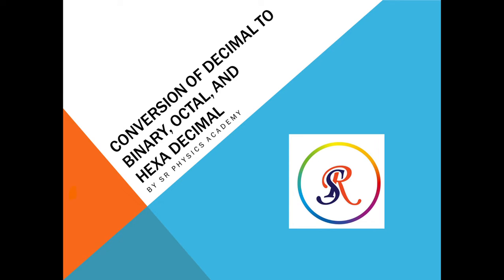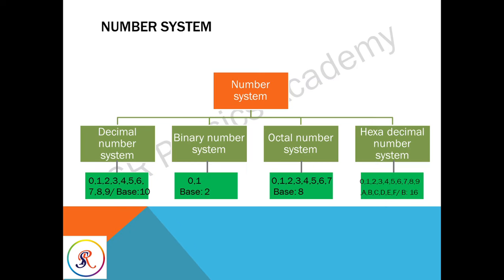Today we are going to discuss conversion of decimal to binary, octal and hexadecimal. Based on the radix or base, we can classify number systems into four categories: one, decimal number system; binary number system; octal number system; hexadecimal number system.